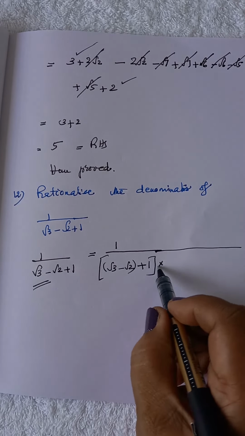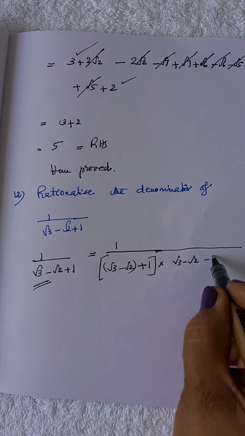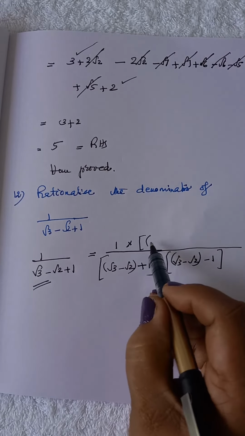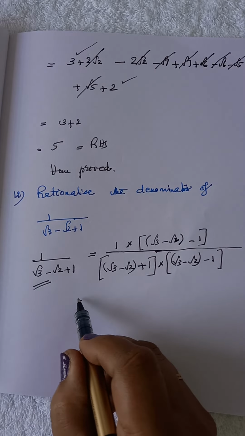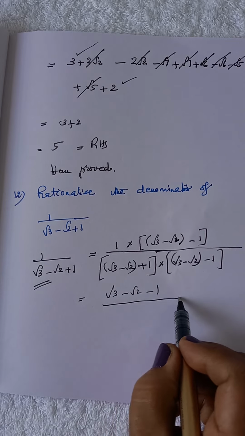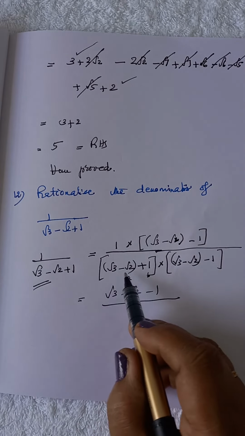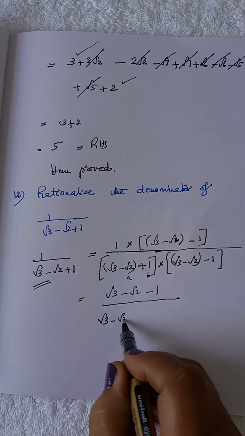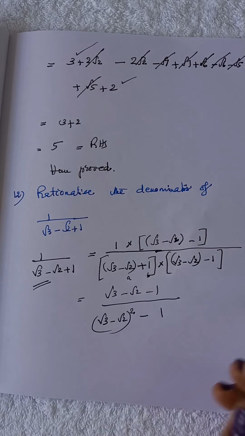Now what is the conjugate of this? That is root 3 minus root 2 minus 1. We can multiply this in the numerator also. So root 3 minus root 2 minus 1. That is equal to root 3 minus root 2 minus 1 divided by, here if this is a and this is b, this is in the form a plus b into a minus b. So a square, that is root 3 minus root 2 square minus b square, b is 1. So 1 square is 1.